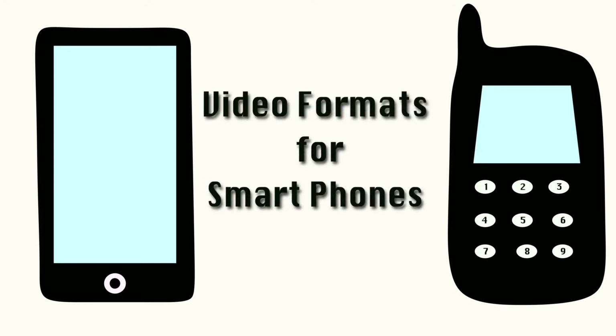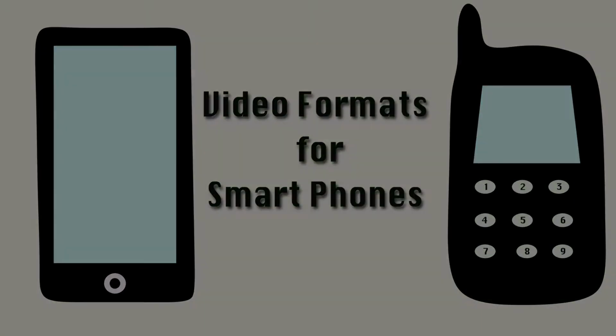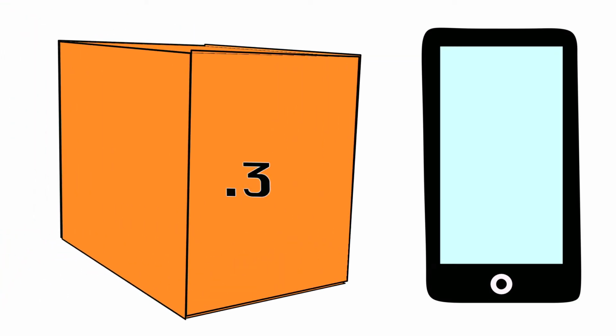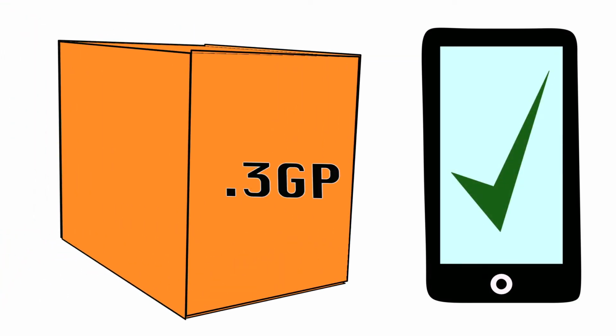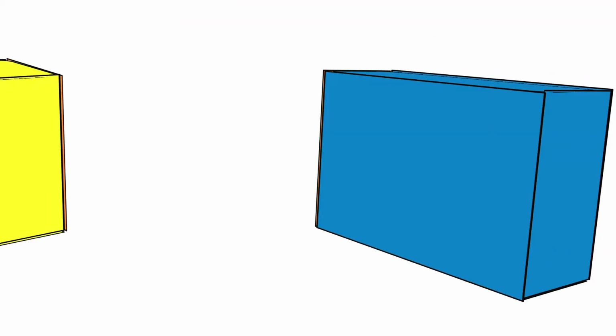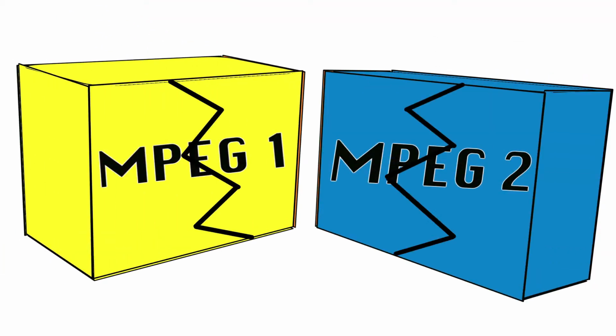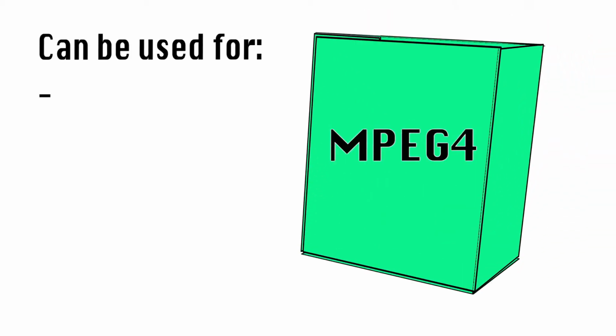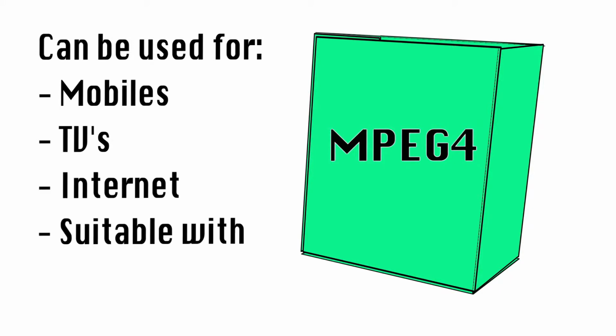As smartphones haven't been around for that long, there is a limited number of video formats you can use on them. The main two video formats for smartphones are .3GP and MPEG-4. .3GP is just a simplified version of MPEG-4 that creates smaller file sizes that are supported more by mobile phones. MPEG-4 is one of the most universal video formats and the most updated, as there are many that are similar, such as MPEG-1 and MPEG-2, but they haven't stood the test of time and have soon become replaced by updated versions of themselves. MPEG-4 can be used for mobiles, TVs and internet use, as it's made for low bandwidth.